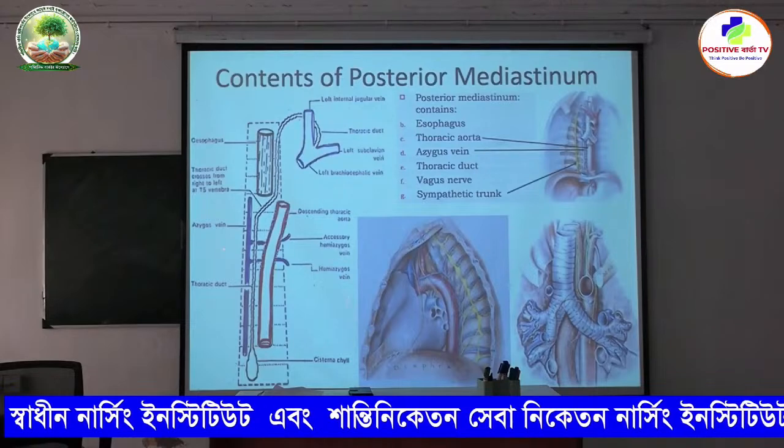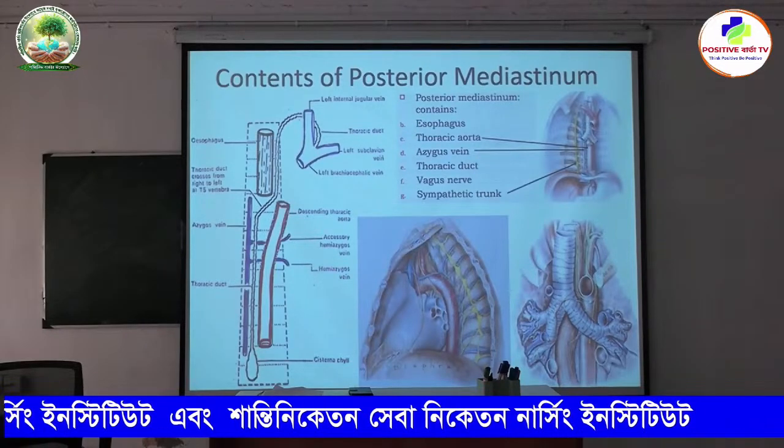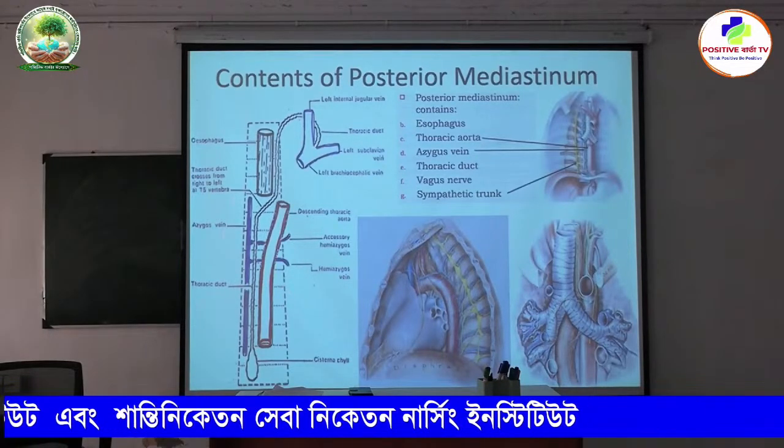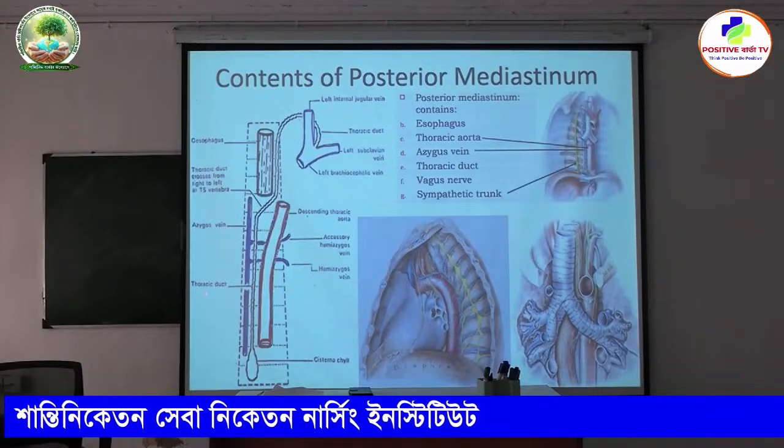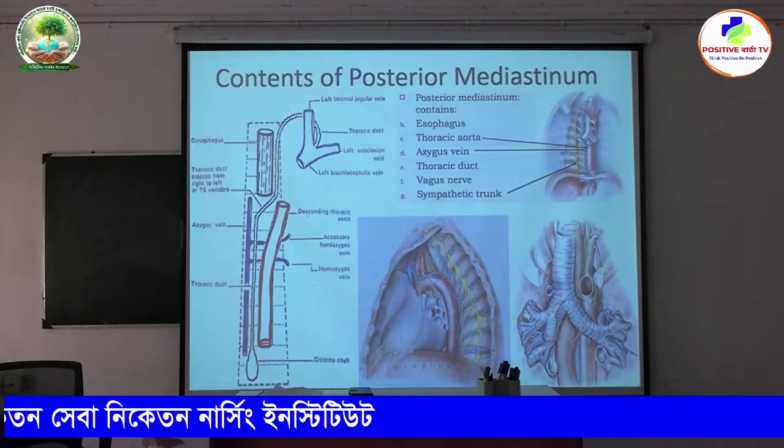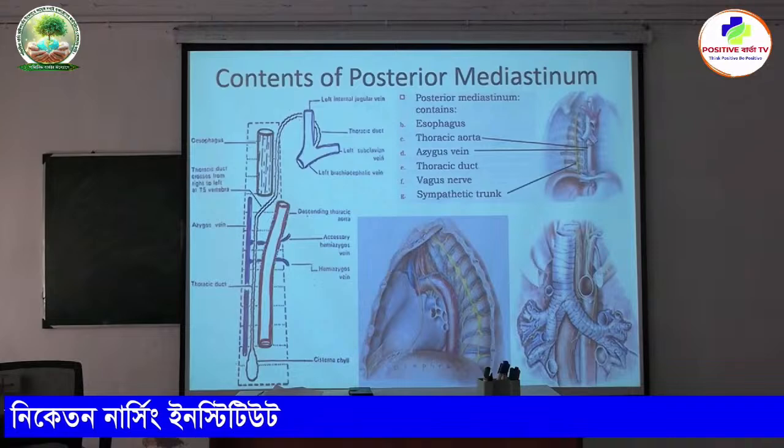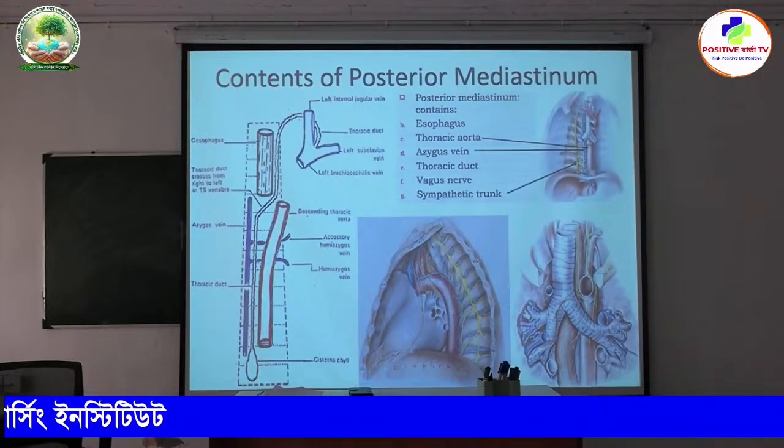These two are crossing at T7 and T8 level to join the azygous vein on the right side. Okay, so posterior intercostal veins are draining on the right side into this azygous vein, and on the left side they are draining into the accessory hemiazygous above and hemiazygous vein below.